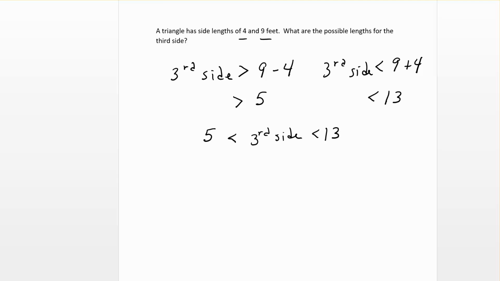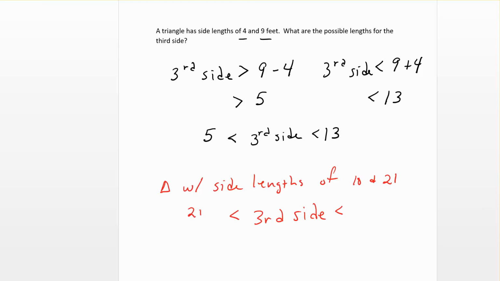Let's do another problem here. Let's say we have a triangle with side lengths of, let's go 10 and 21. That third side that we don't know is going to have to be between 21 minus 10 and 21 plus 10. So that third side is going to have to fall between 11 and 31. Any other values that don't fall between 11 and 31 will not make a triangle.